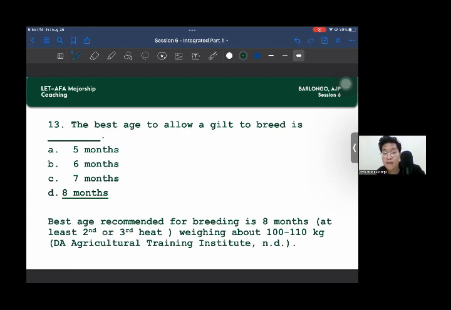So this is for, in the case of gilt. Ang gilt ay batang babae na baboy. Ayan. So gilt ang tawag doon. So again, 8 months.